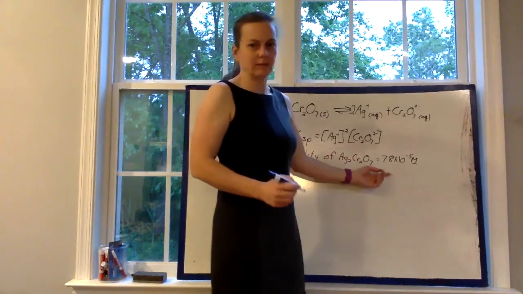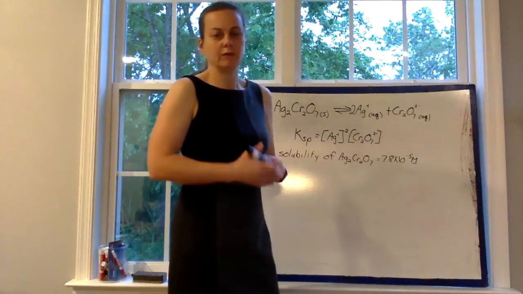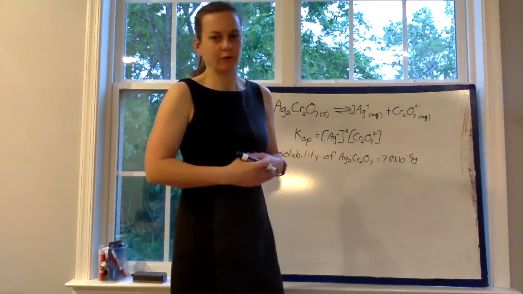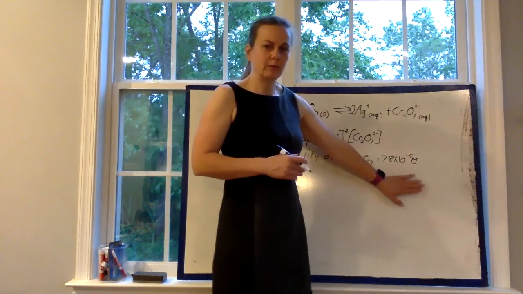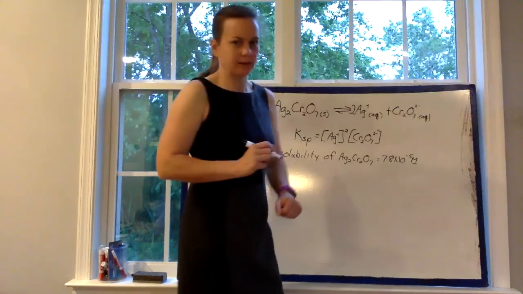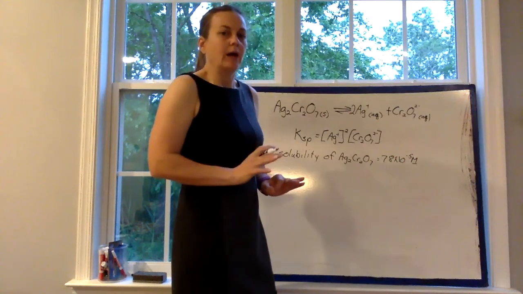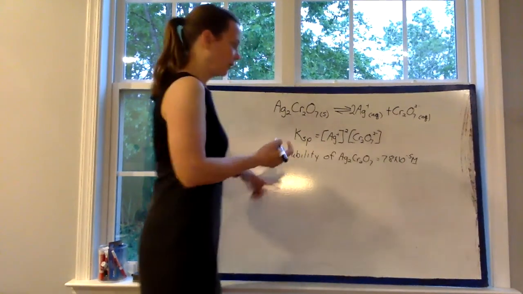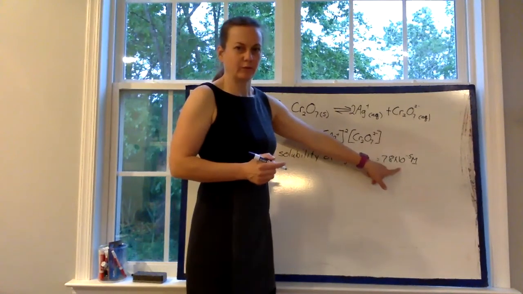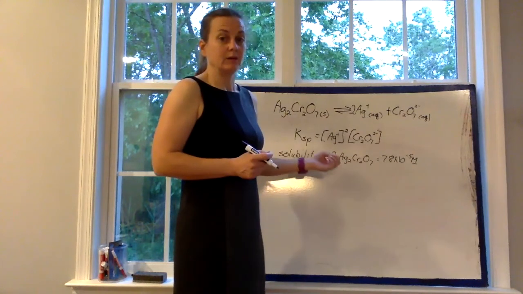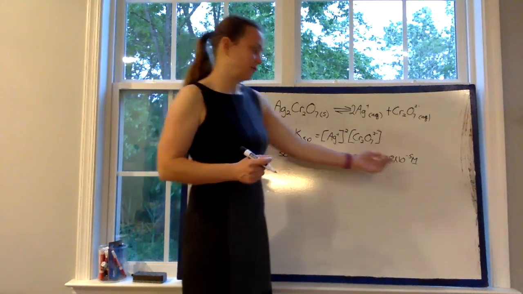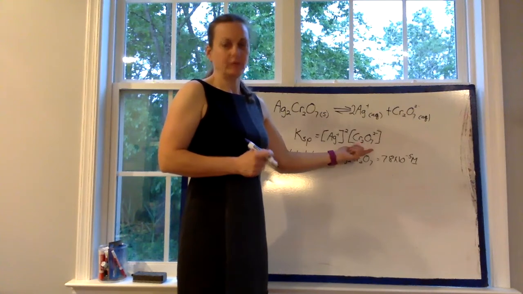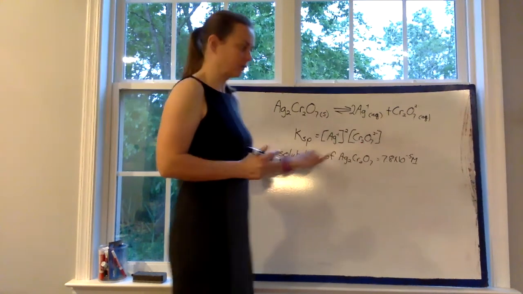Okay, so that's telling us that 7.8 times 10 to the negative 5th moles of silver dichromate will dissolve in 1 liter of water. So way below that 1 gram per 100 gram threshold, right? So how do we translate this into numbers that are going to fit into our KSP? Well, we have 7.8 times 10 to the negative 5th moles per liter of silver dichromate dissolved. That means that that's our concentration of the dichromate ion. But for every one of these that dissolves, I get 2 silver ions, right?